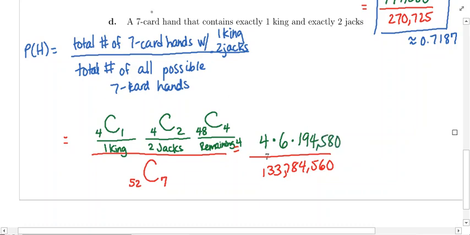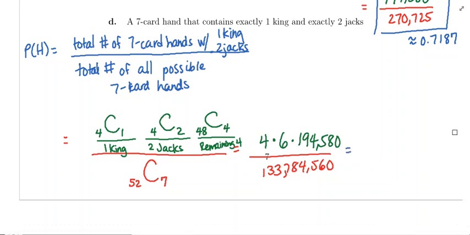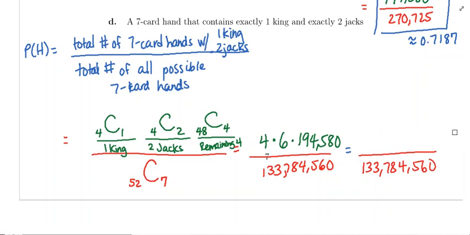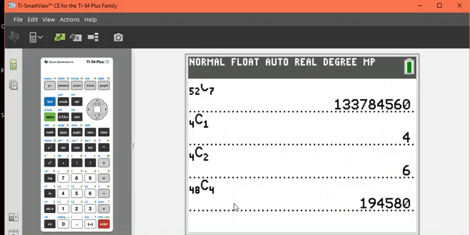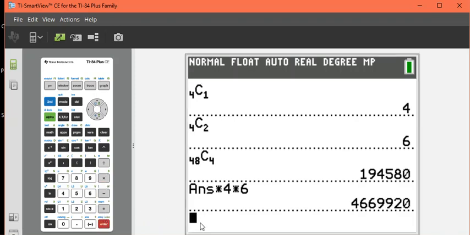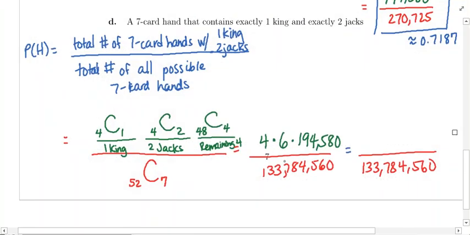To get your final number here, you're going to have to multiply the numbers in the numerator. Our bottom is still going to be this number. Let's go back to the calculator and multiply. So we're going to do this number that we just got, times 4, times 6. That's going to give us this number in the numerator. All right, so there we go. This is your probability.